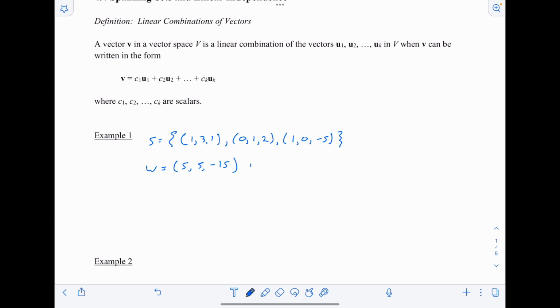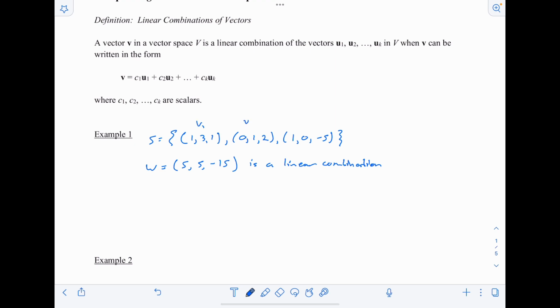So this vector W is a linear combination of, let's call these V1, V2, and V3. It's a combination of V1, V2, V3, because we can basically take these 3 vectors in S, multiply them by particular scalars, add them together, and get W. So in this case, obviously I've done this already to know what this is, but I can take V1 times 2. I can add to that V2 times a negative 1, so 0, 1, 2. And then I can add 3 times V3. And that will give me vector W, 5, 5, negative 15.